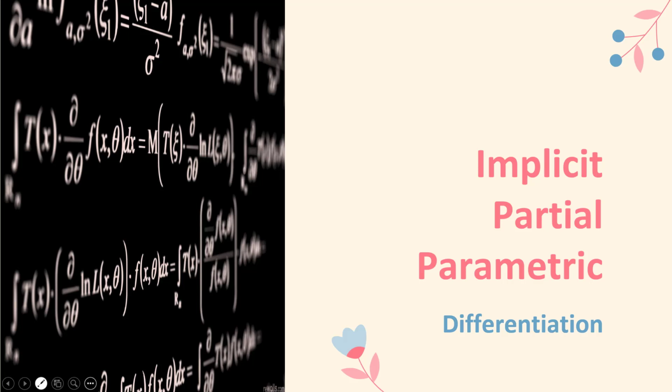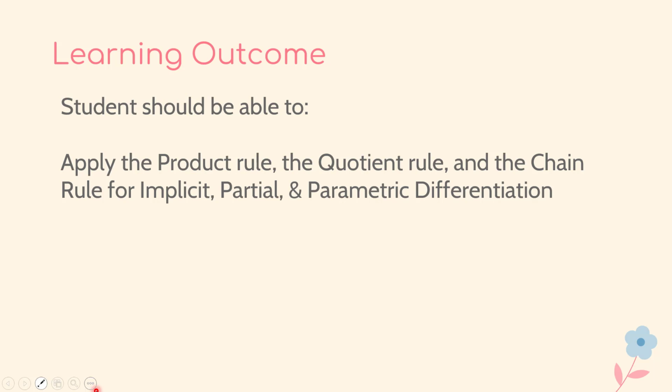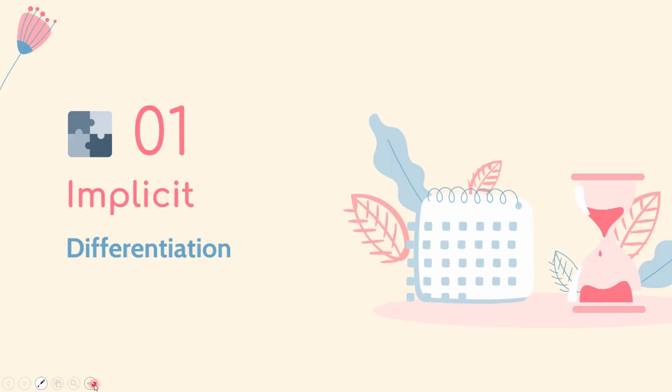Hello guys, welcome back to the lesson about differentiation, and today we will discuss implicit, partial, and parametric differentiation. After watching this video, you will be able to apply the product rule, the quotient rule, and the chain rule for implicit, partial, and parametric differentiation. Let's get started. The first one is about implicit differentiation.